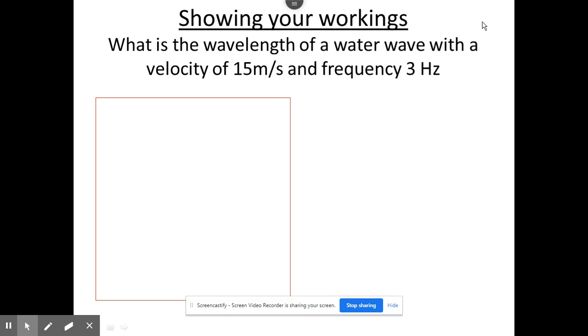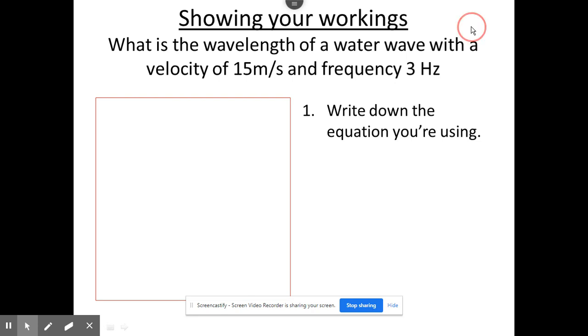Okay. Now, what about if you're not calculating velocity? You've got the velocity already. In this case, you need to change the equation round a bit. So here, look, you've been given the velocity of the wave and the frequency, but now you've got to work out the wavelength. So showing your workings for this, okay, write down the equation you're using. Then again, put the numbers in.